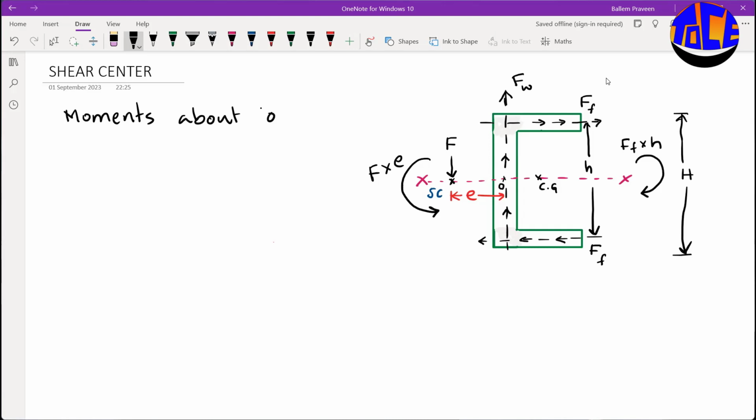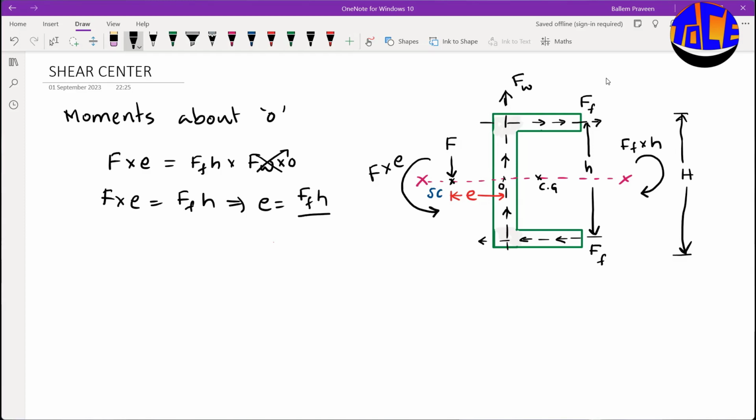Now if we write the moments about O, we can write F into E equal to FF into H, plus FW into 0, because it is acting through O itself. So we can eliminate this term. It will be F into E equal to FF into H. So we can write E equal to FF H divided by capital F. This is the eccentricity where the shear center is located. Let it be equation 1.